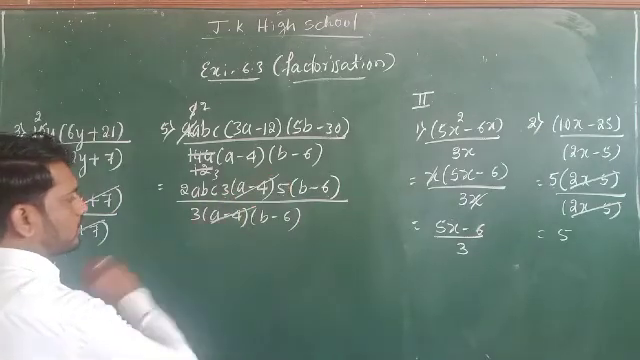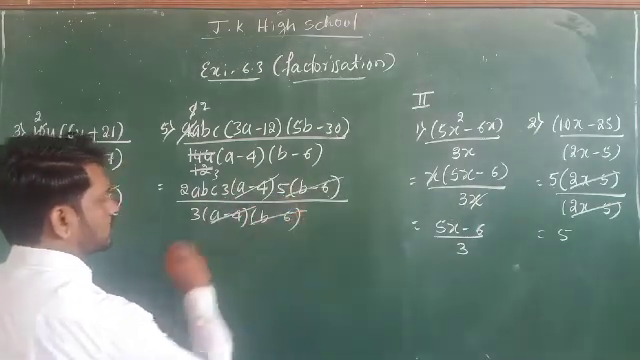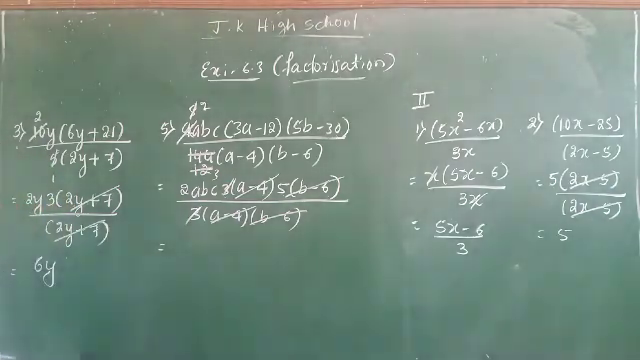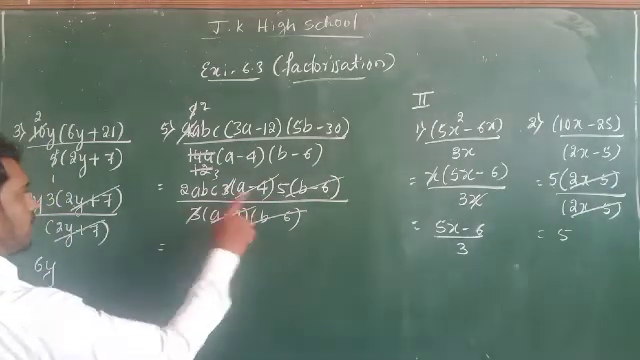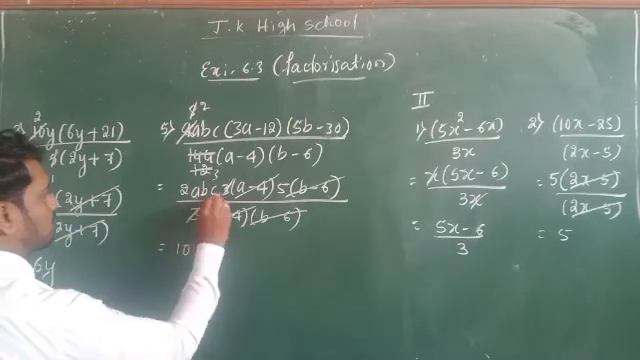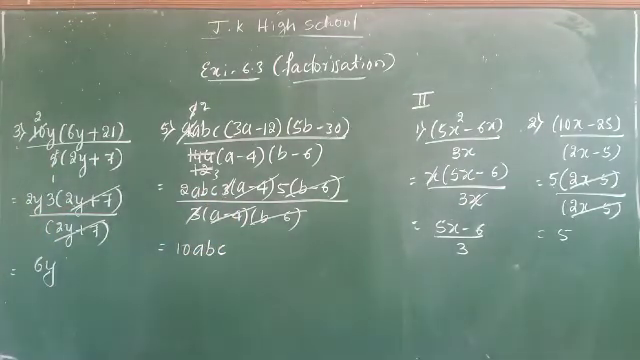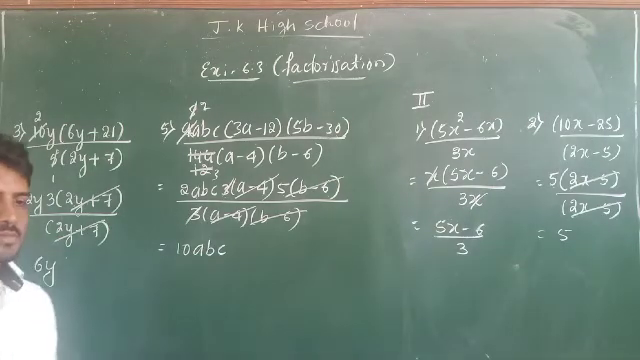A minus 4 and a minus 4 cancel each other. b minus 6 and b minus 6 will cancel. 3 and 3 will cancel. So what are the remaining values here? 5 twos are 10, abc. So this is your final answer. Just write down the answers.